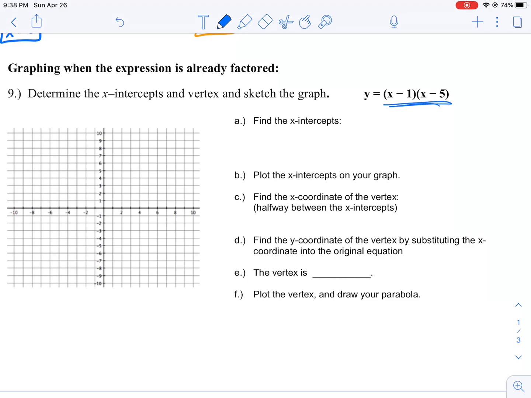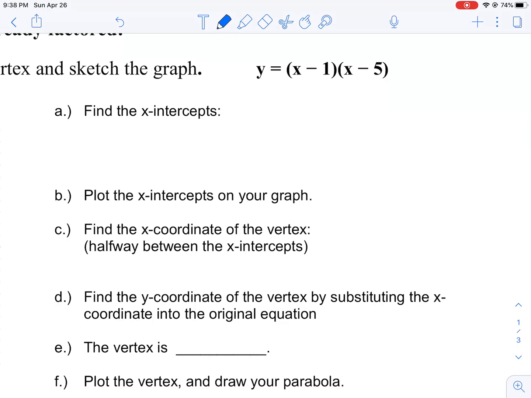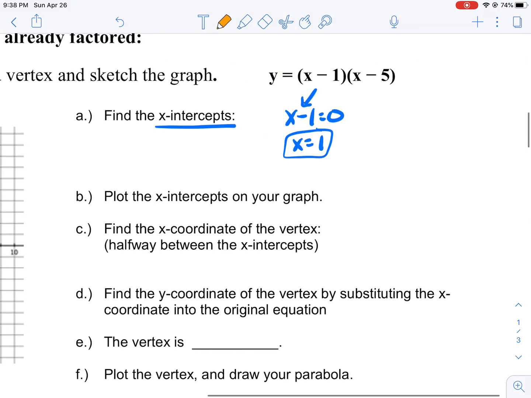Okay, so being able to find our x-intercepts when they are in factored form is just like using the zero product property. Just like we did in the previous examples, to find our x-intercepts, we're going to take each factor and set it equal to 0. So x is equal to 1, and x minus 5, x is equal to 5.